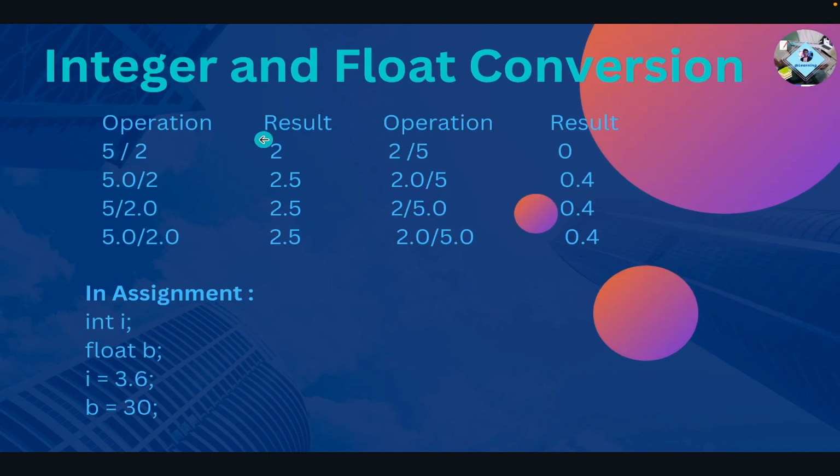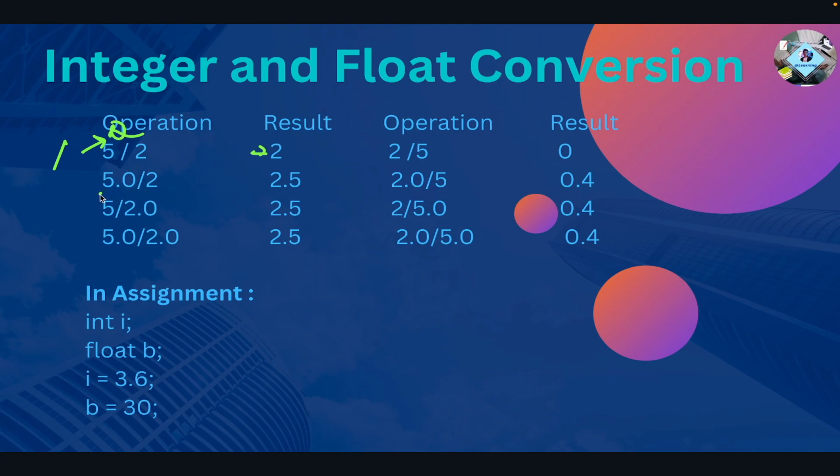So integer and float conversion. So what is that? So if you divide something, 5 by 2, then it will give you 2, because it is giving us the remainder, right, sorry, quotient. Every time this divide operation gives us the quotient, right. So this is the quotient.